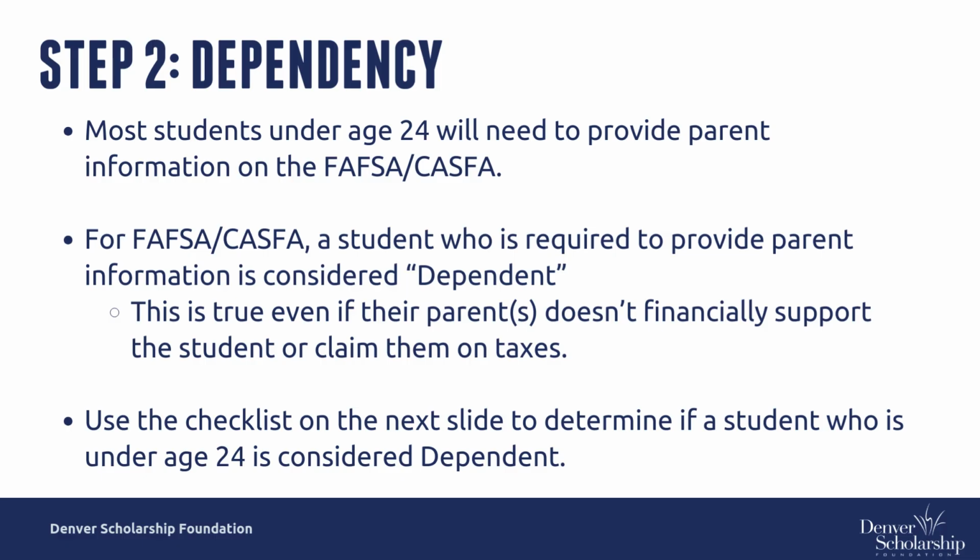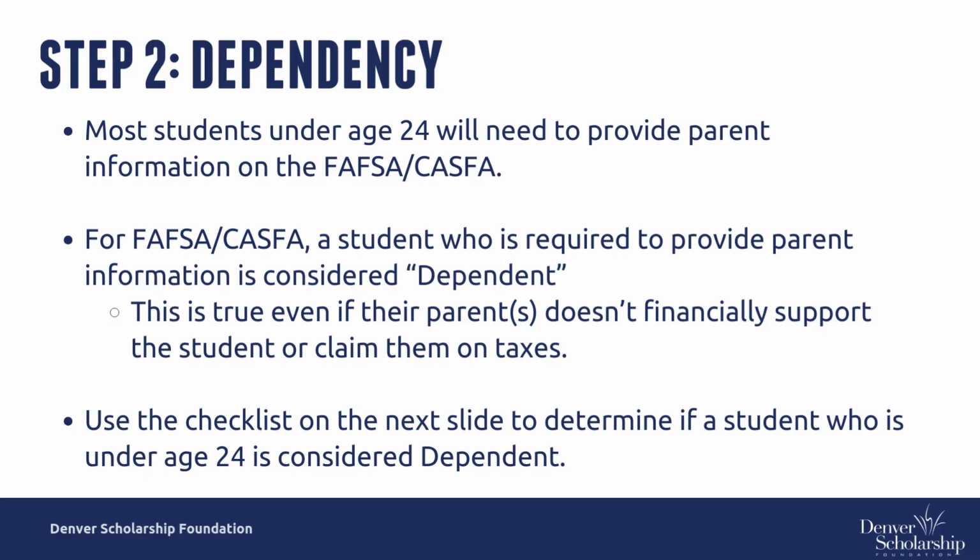If a student is considered dependent, it means that they will need to provide their parents' information on their financial aid application. If they are independent, they will complete the application without parent information. Most students under age 24 will need to provide parent information on their FAFSA or CASFA. This is true even if the parent does not financially support them or claim them on their taxes. FAFSA and CASFA want to know about the family's financial situation for most students, and they are not interested in whether that parent is going to be providing support for college.